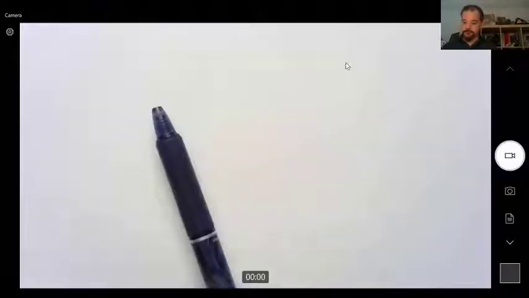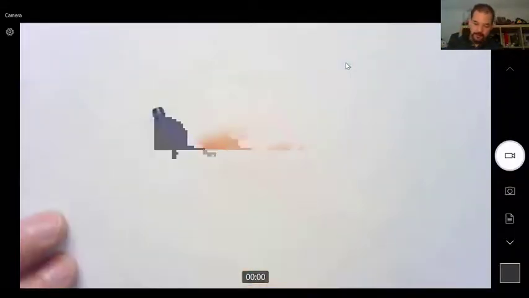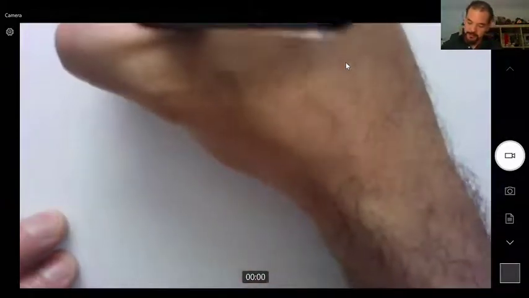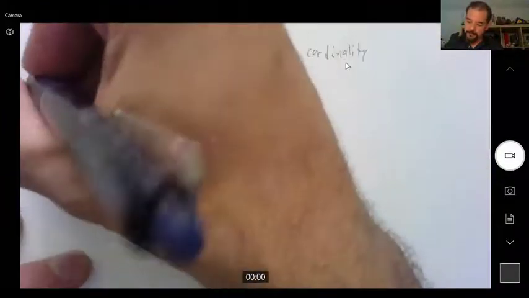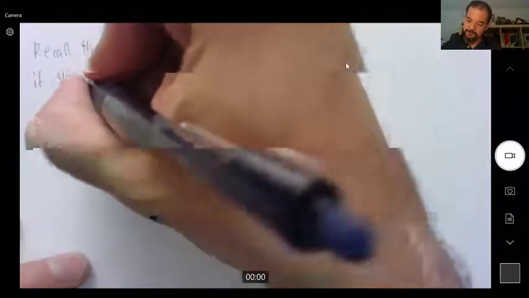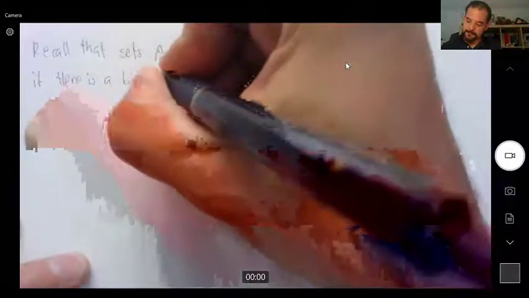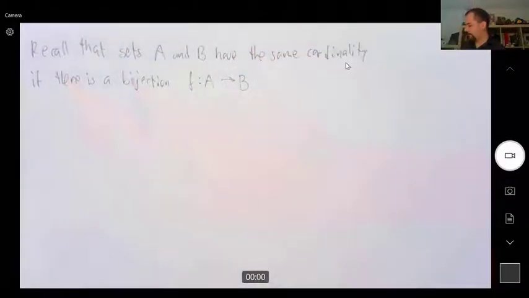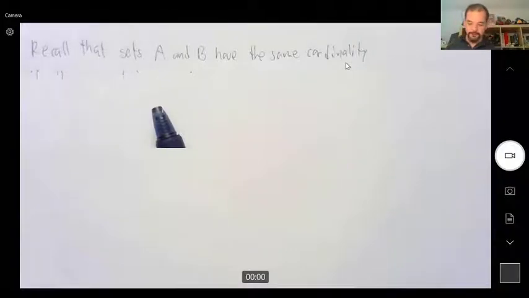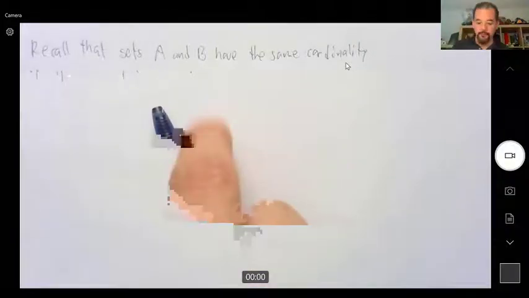Let me go to the page. So let me just recall that. Recall that sets A and B have the same cardinality if there is a bijection F from A to B. And it's getting out of ink, so let me get another one. So we talked about this. We provided a few examples.